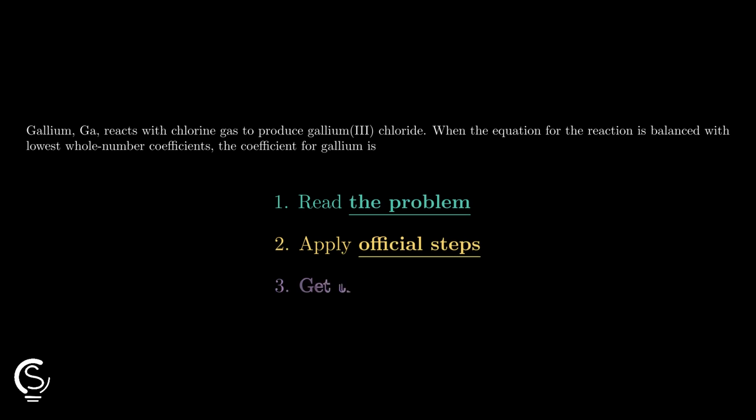I got your back. Gallium reacts with chlorine gas to produce gallium chloride. We need to find the balanced coefficient for gallium. Let's solve this chemistry puzzle.